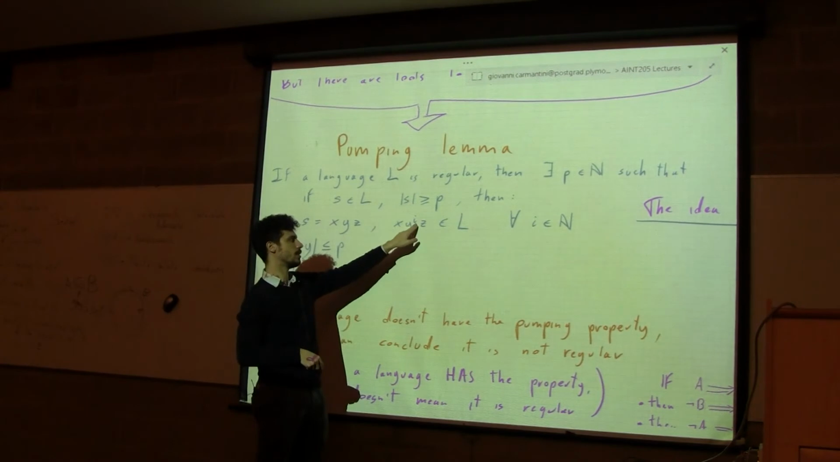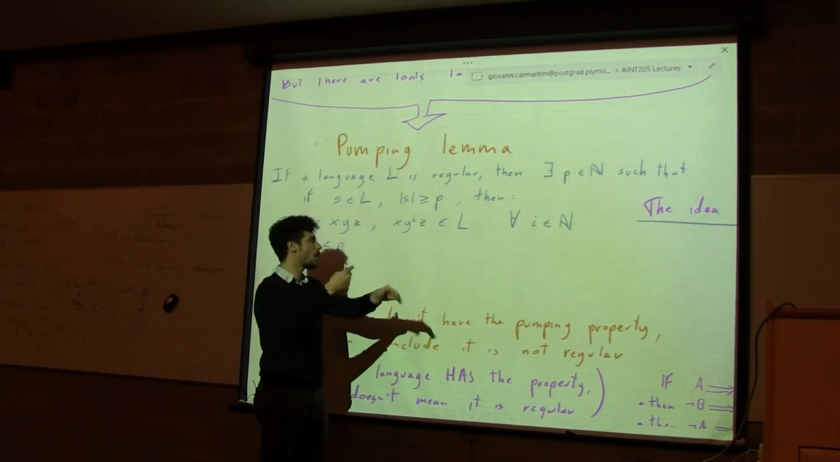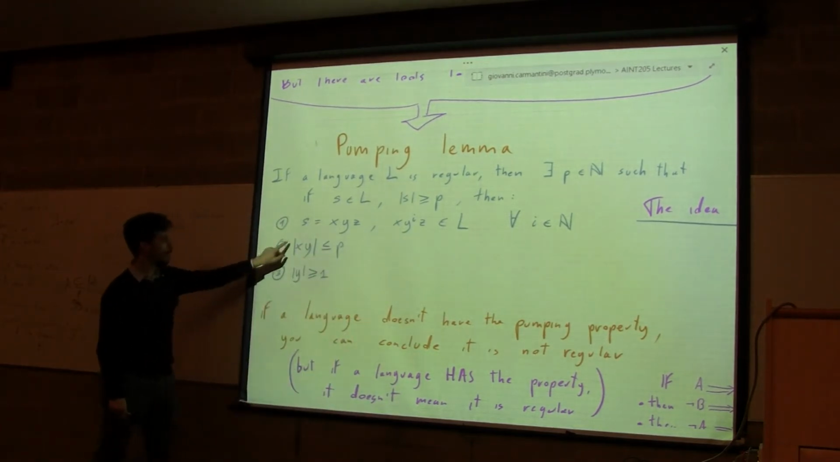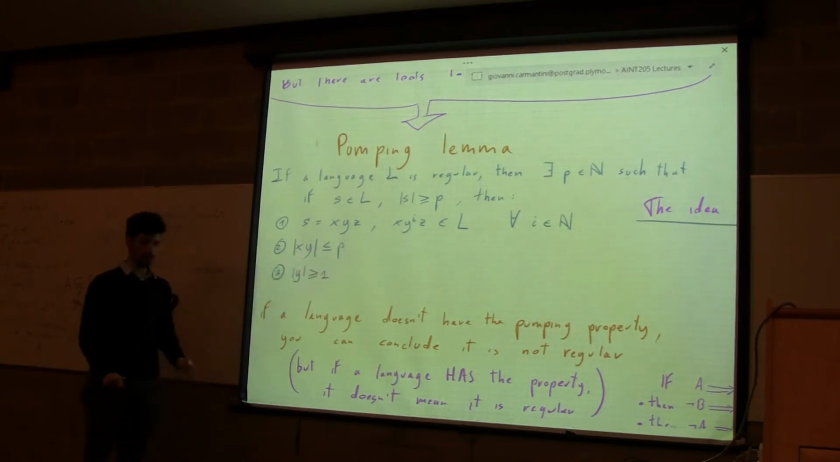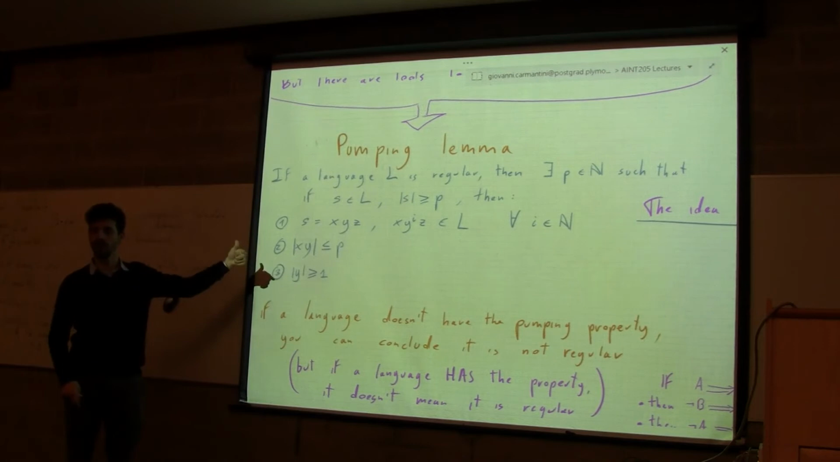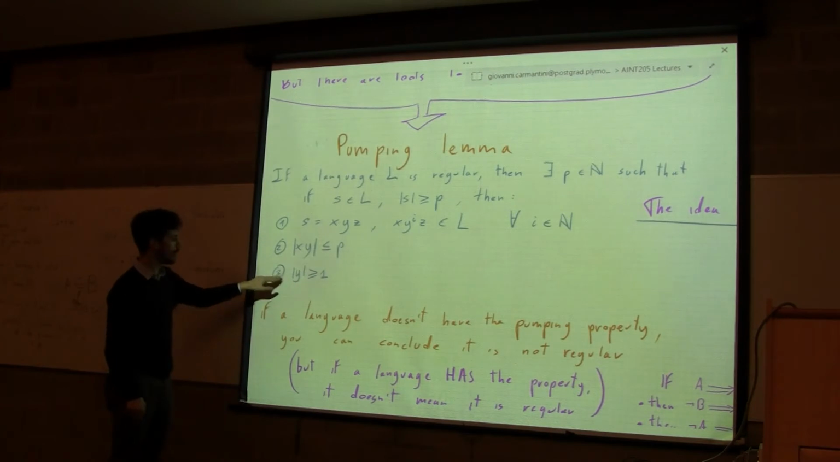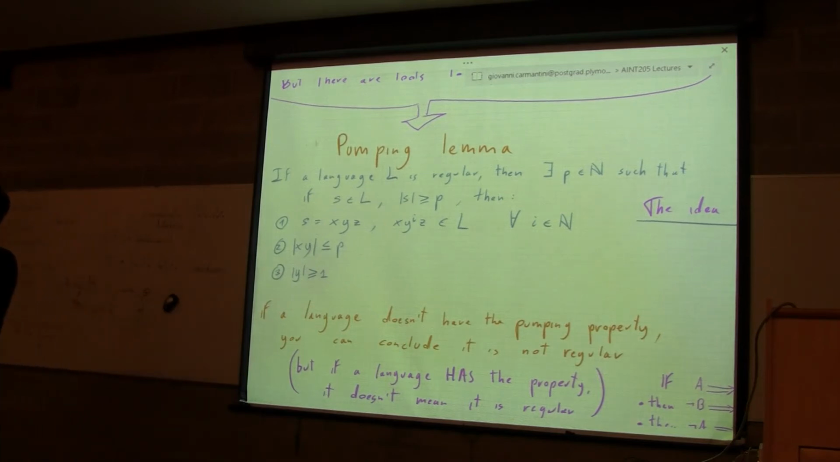So that's what this i here means. X, Y, Y, Y, Y, Y, Y, Z is in the language, and with more Y's, it is still in the language, okay? The length of X and Y together is at most P, meaning that you don't loop before reaching this string here. And the length of the looping string is at least 1, meaning that there is a looping string. If the length was 0, it wouldn't exist, okay?